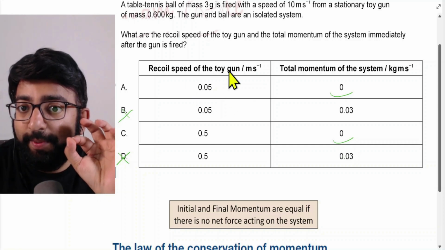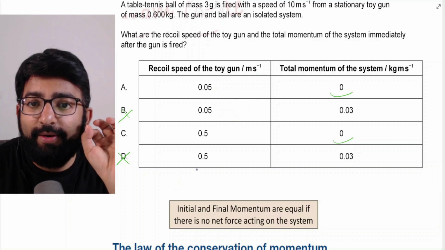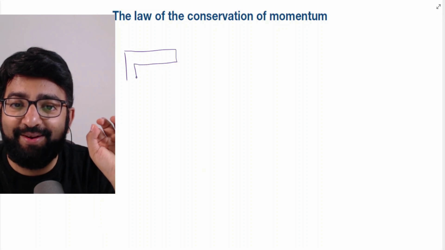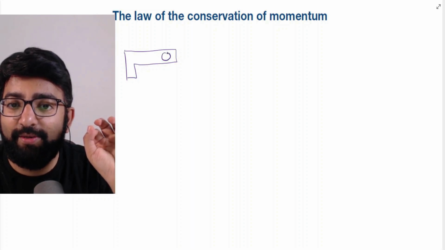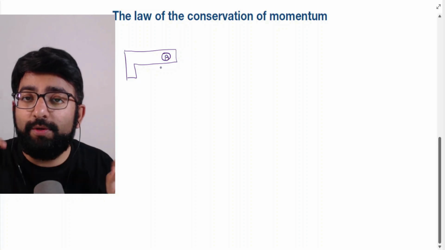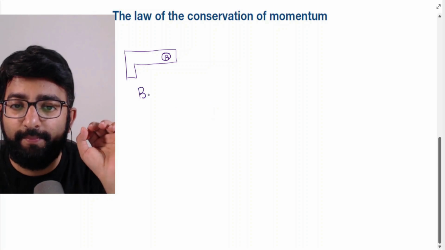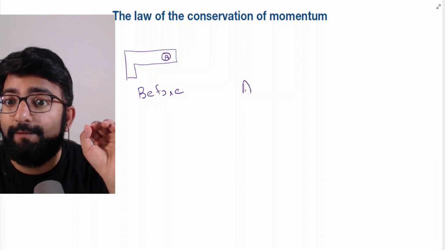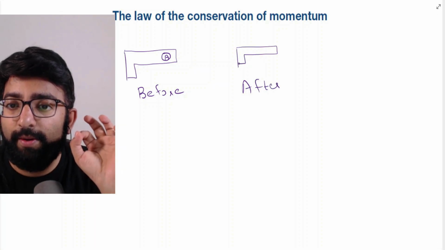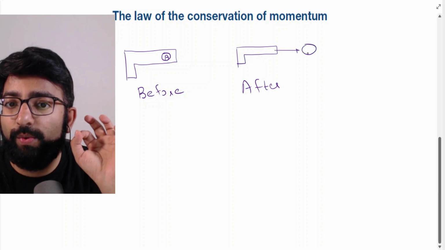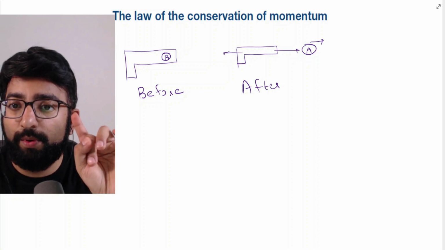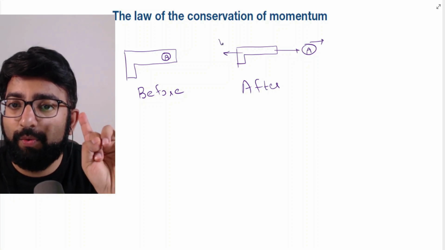So, what will be the recoil speed of the toy gun? For that, let us try to create a diagram. So, let's say this represents a gun, and we have, let's say, a tennis ball inside it. Let's call that A. This is before the shot is fired. So let me write before. Afterwards, what will happen? After the shot is fired, the ball will, of course, come out of the gun, and let's say it is traveling with some speed. And the gun, on the other hand, will be recoiled backwards. Let's say the velocity of that recoil is v.